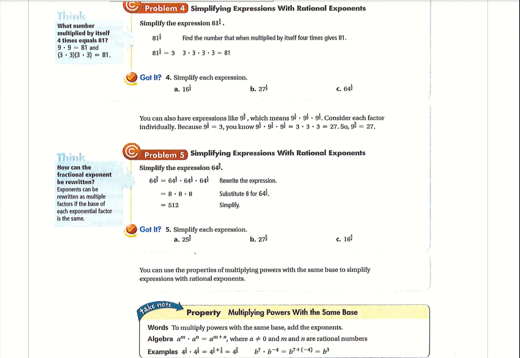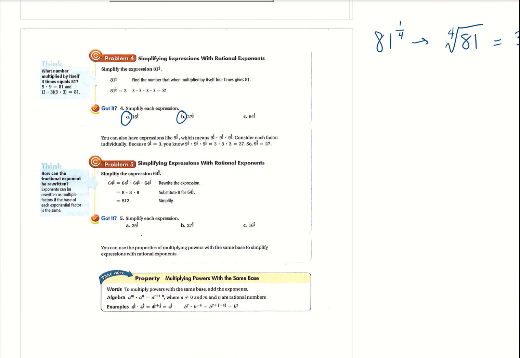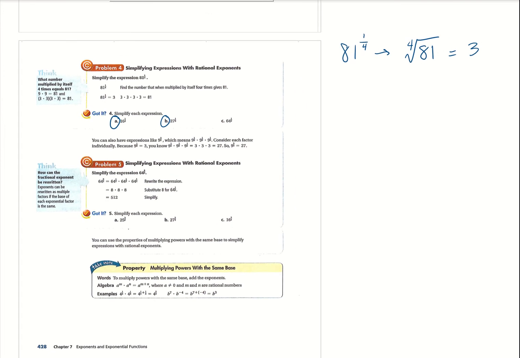I want you to go ahead and try out Got It problems A and B on this page. I'll erase that and redo it so you can see what number it is. And I think that is going to actually be it for this video lesson. So I will see you guys back in class.